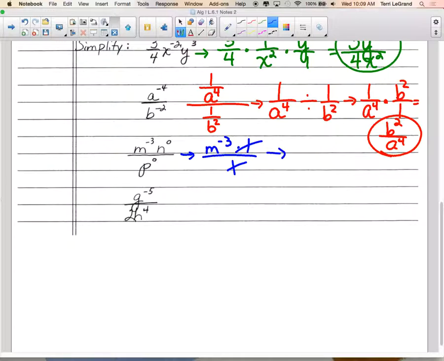How are we going to write that? 1 over m to the third. Can we do any more? No. Passes all the tests? Yep.